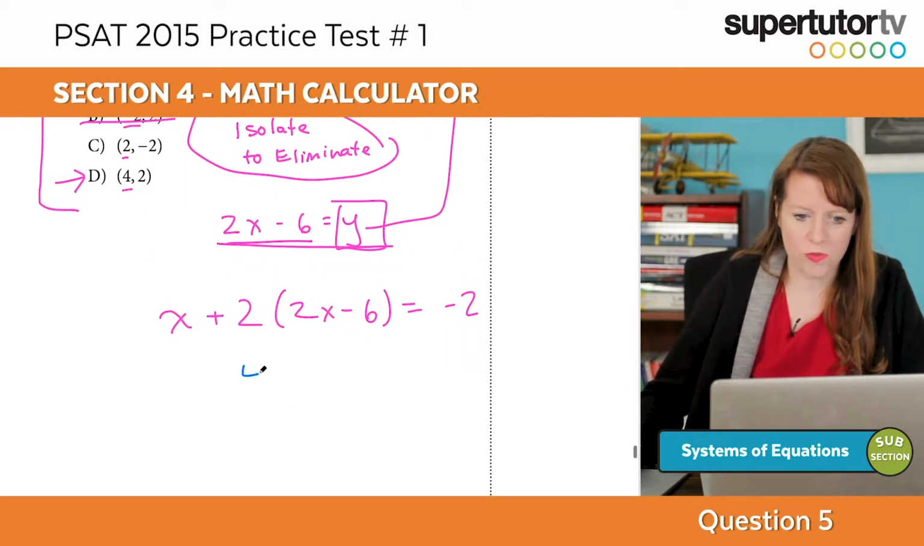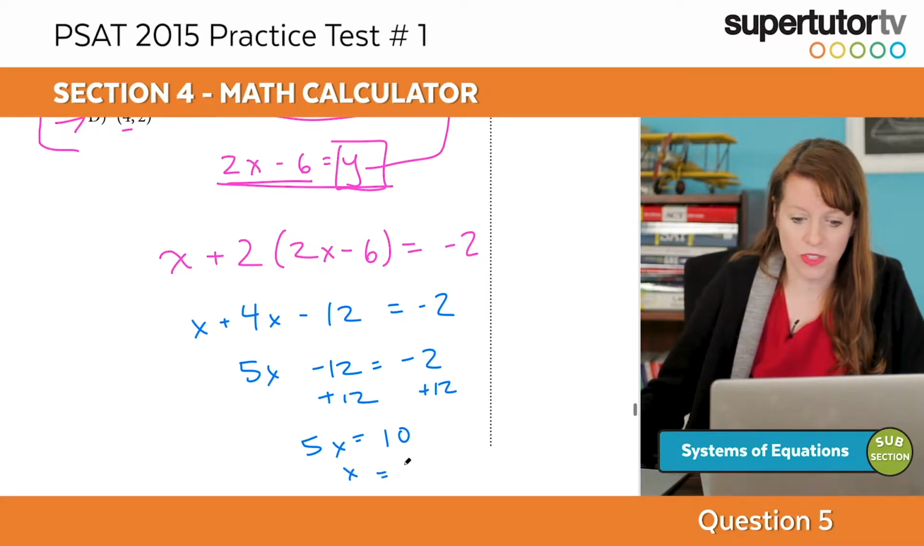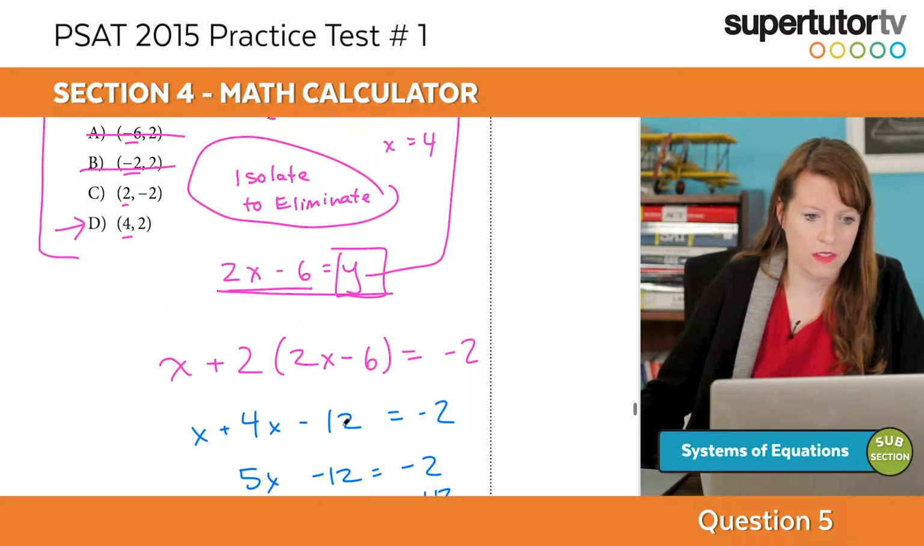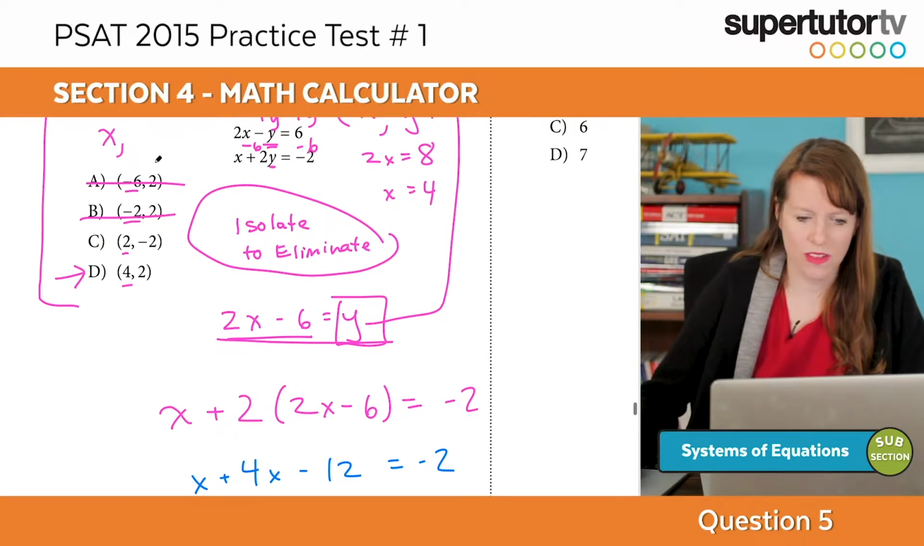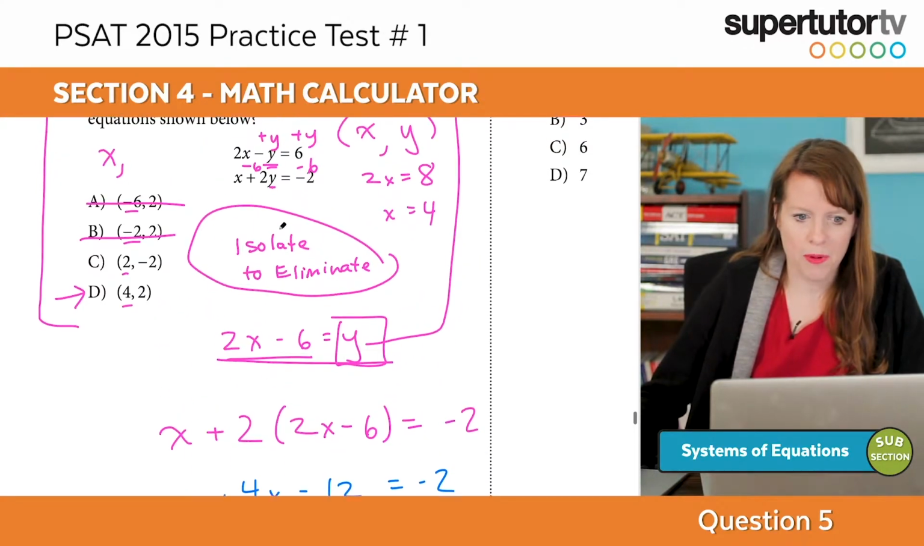2 times 2 is 4, so that's 4x. 2 times negative 6 is negative 12. And then we have x plus 4x minus 12 equals negative 2. Now we can go 5x minus 12 equals negative 2. And then I can add 12 and add 12. And then we get 12 minus 2 is 10 equals 5x. Ooh, and I get x equals 2. Oh, look at that. This was wrong. So there you go, x equals 2. Now I'm going to plug in x equals 2.